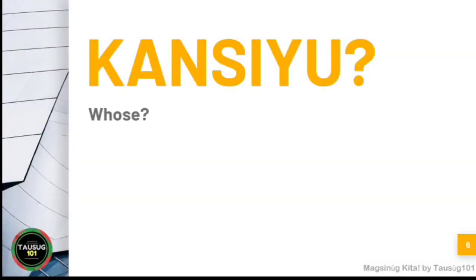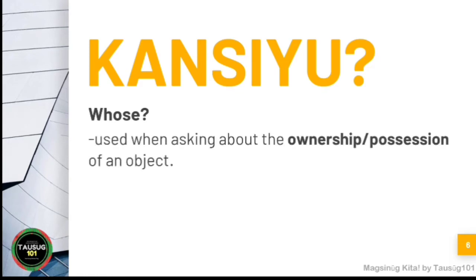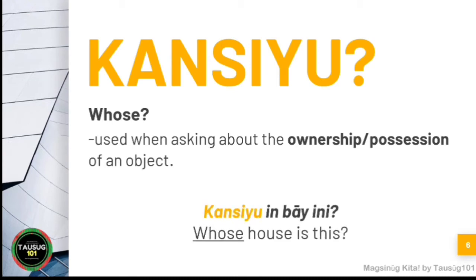Kansiu. Kansiu is the equivalent of the question word whose or who owns. This is used when asking about ownership or possession of an object. An example, kansiu in bay ini. Kansiu in bay ini. Whose house is this or who owns this house?